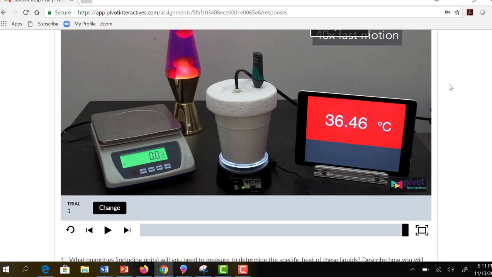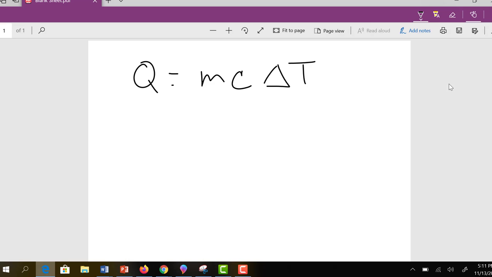Okay. Another way of thinking about it is if all of the energy was going into the liquid, it would heat up quicker than this. So keep that in mind when you actually calculate the specific heat. Okay, let's look at the theory behind this.